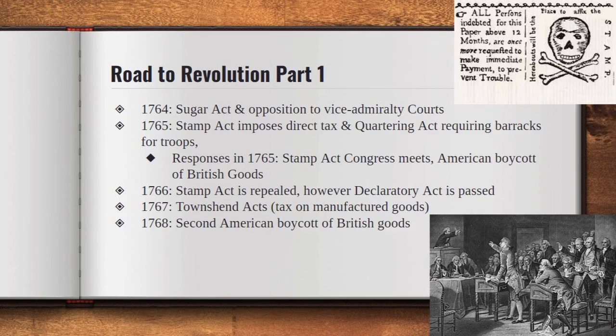In 1764, the British imposed a tax on sugar, and the colonists increasingly opposed the controversial Vice Admiralty courts, as they are seen as hindering the sovereignty the colonists had grown accustomed to.